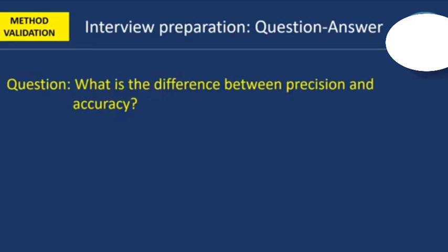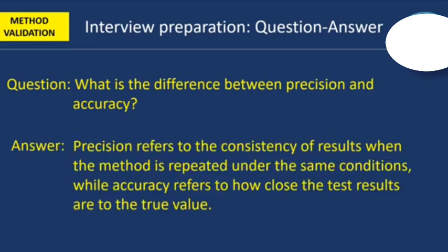Next question, what is the difference between precision and accuracy? Precision refers to the consistency of results when the method is repeated under the same conditions, while accuracy refers to how close the test results are to the true value.